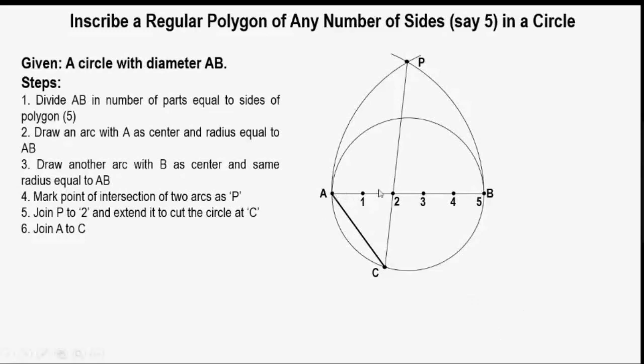So if the diameter AB is, let us say, 100 millimeters and I have to draw a pentagon, I don't have to draw that entire construction. I do that: 100 divided by 5 is 20. So I can measure with the scale and do it quickly.